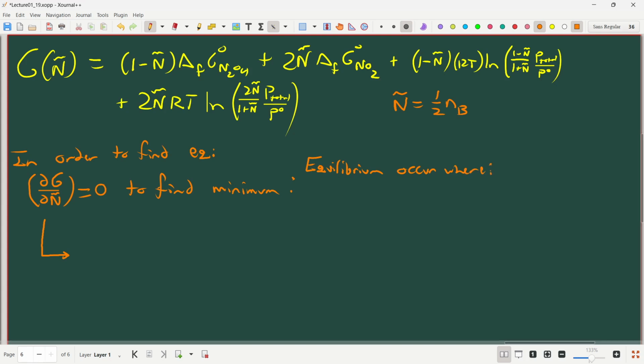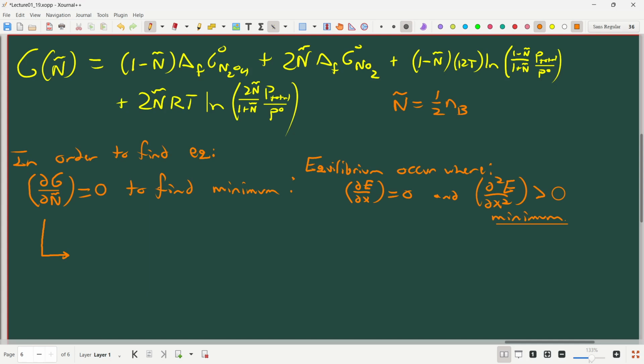In any thermal equilibrium, it occurs where the derivative of the energy with respect to the coordinate is equal to 0, and the second derivative of the energy with respect to the coordinate is greater than 0. This is a minimum. So we need to find it.